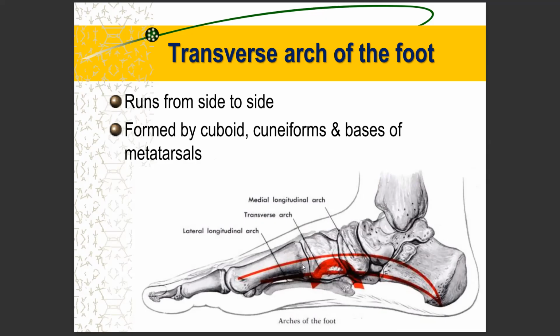So the bases of those metatarsals, the cuboid and the cuneiforms, they will combinedly make the transverse arch. There is no navicular involved.